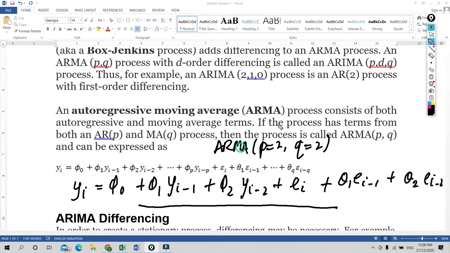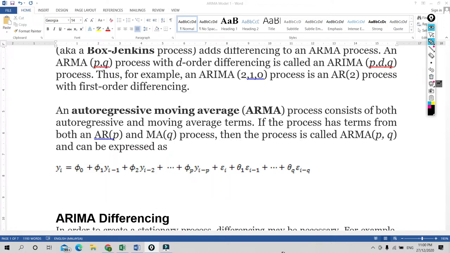Now if I integrate I here, say I want to find ARIMA(2,1,2), it means we do one differencing here. To write the model, we need to do a differencing. So in other words, for ARIMA we need to do differencing. How do we do differencing? I will show you.